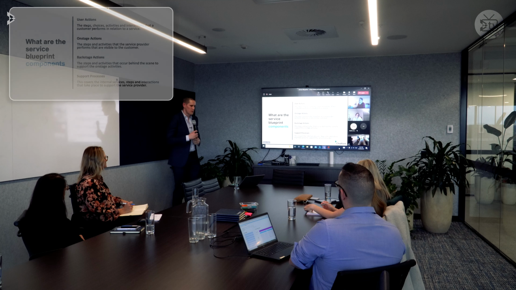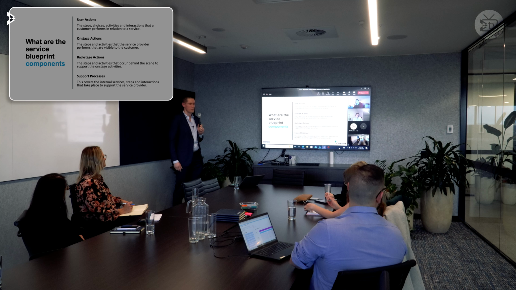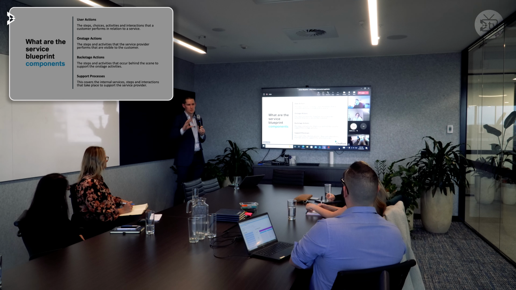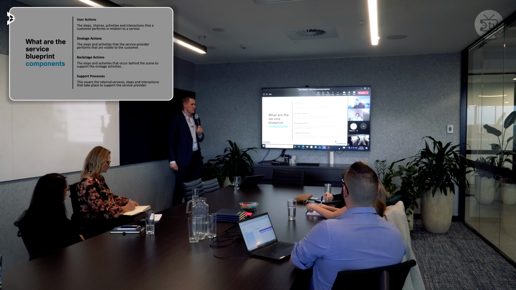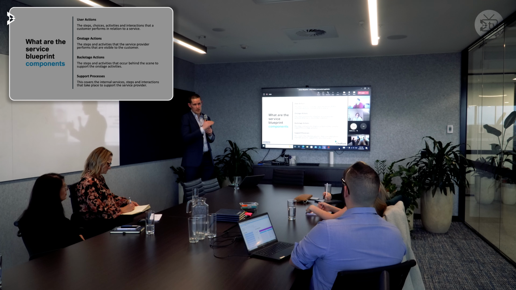Okay, so what are the components? Basically you've got four main components of a service blueprint. You've got the user actions. What's the user doing in the interaction with the service? What do they see, or what are the on-stage actions? So things that are visible to them. And that's between on-stage and backstage. That's referred to as the line of visibility.